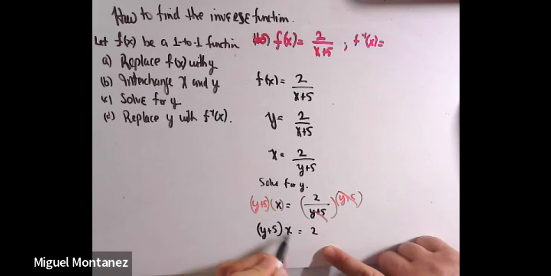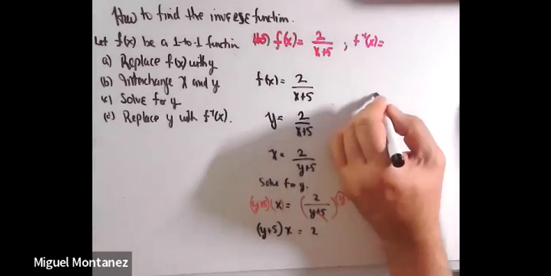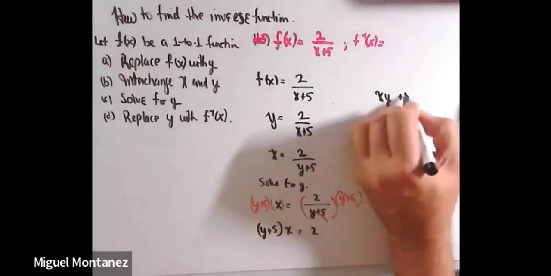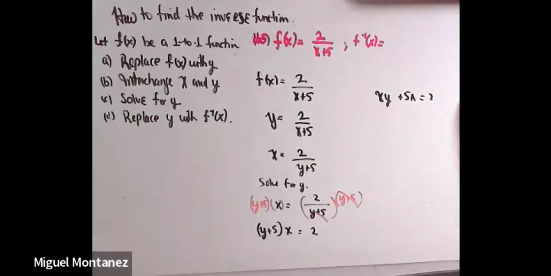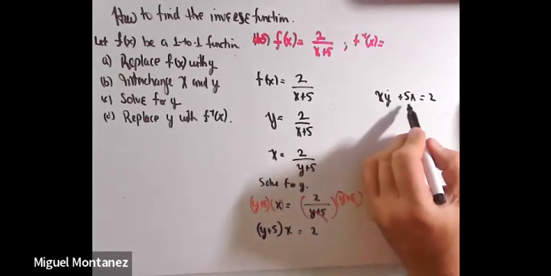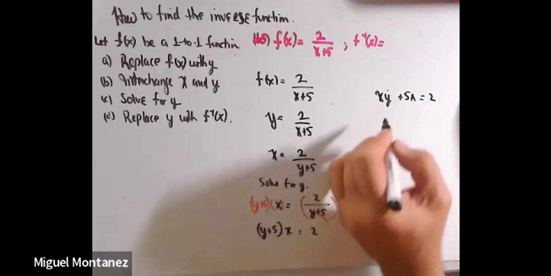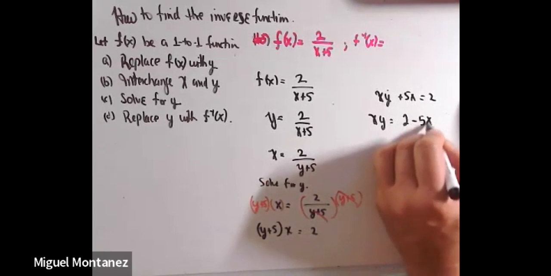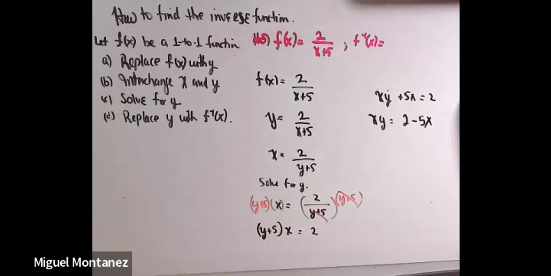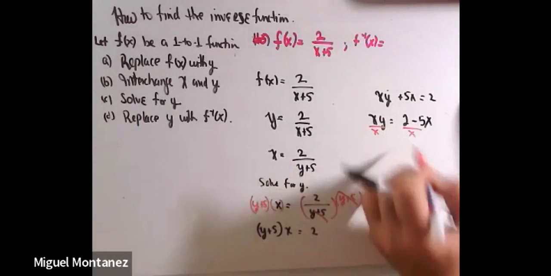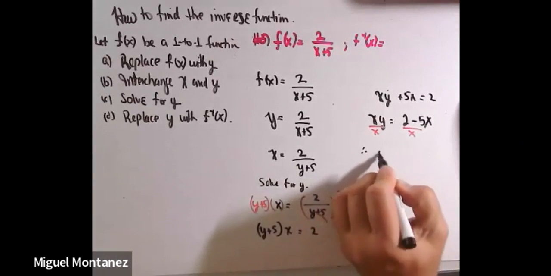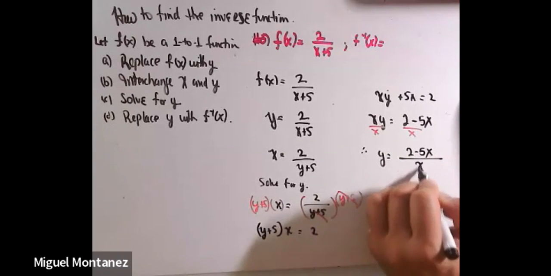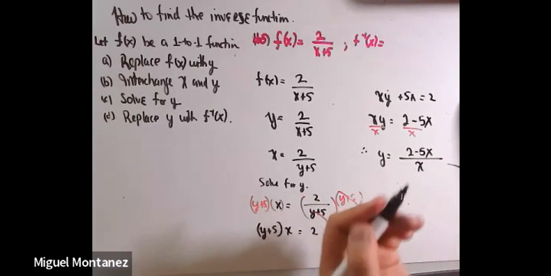So we have x, y times x, that will be xy. 5 times x, that will be plus 5x equals 2. Since I'm solving for y, this 5x is in my way. So xy will be 2 minus 5x. And solving for y, no big deal, we just simply divide by x. So therefore, y equals 2 minus 5x over x, done. That is my inverse function.